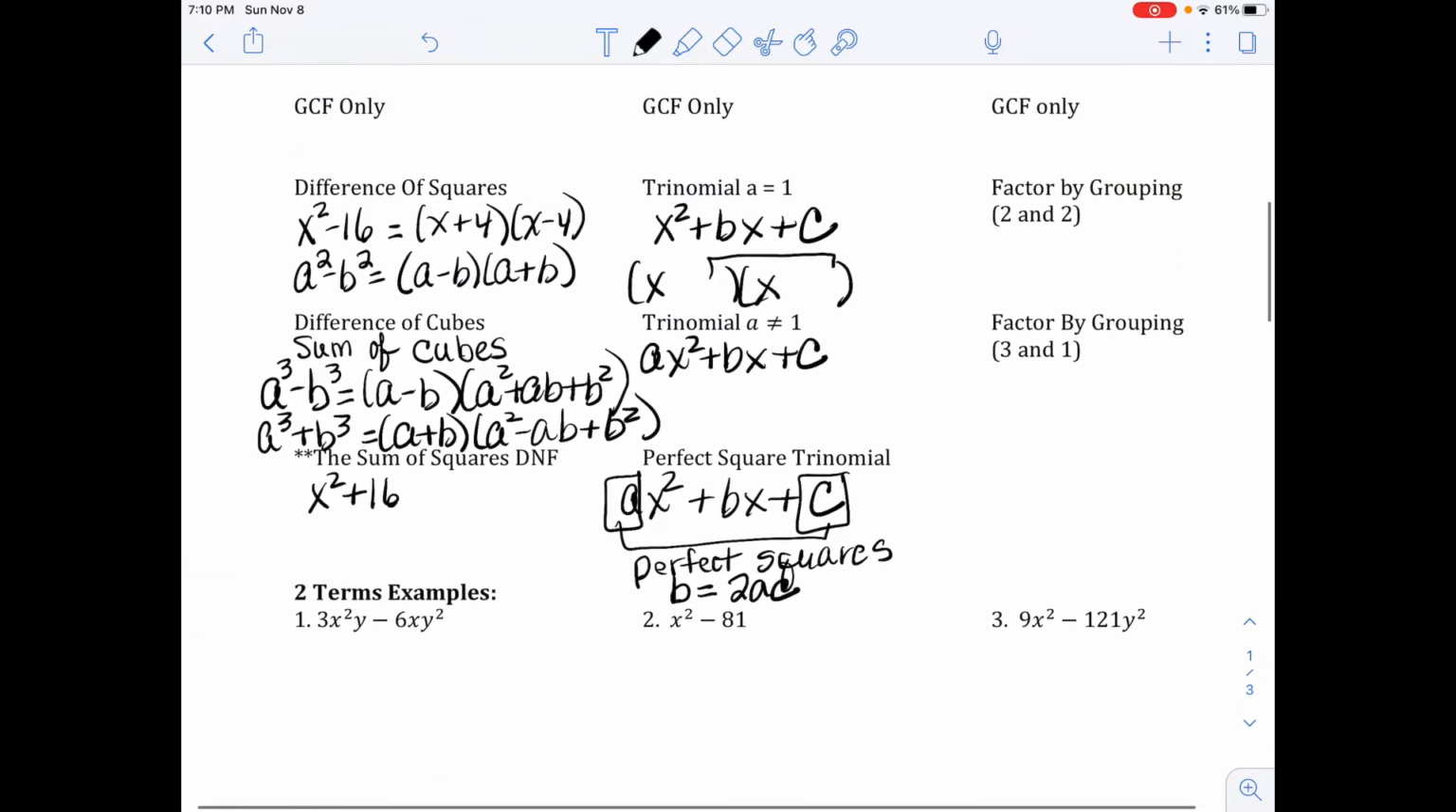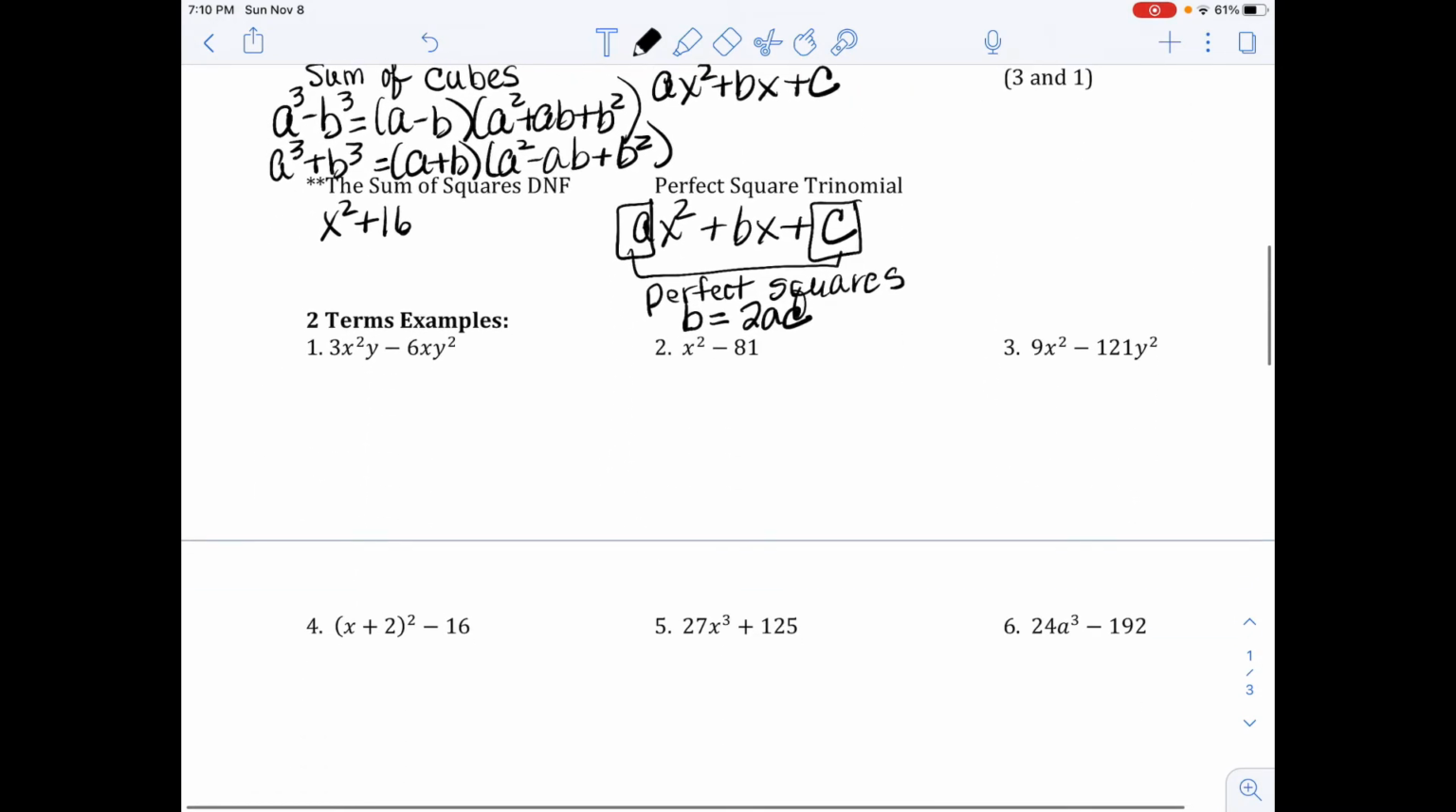Two terms. Under the two terms, always begin with GCF. So I'm looking at the 3 and the 6, and I know there's a GCF of 3, x squared, x, 1x in common, y squared, y, 1y in common. How do I know what's left in the parentheses? I divide. So I take 3x squared y, I divide by 3xy, 1x remains. Minus 6 divides 3 is 2, x divides x is 1, y squared divides y is 1y. You have two terms left inside. That does not factor.